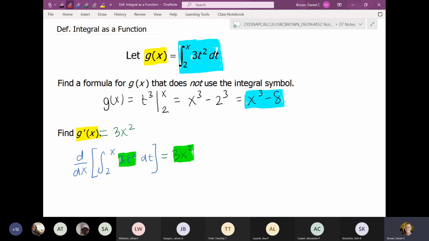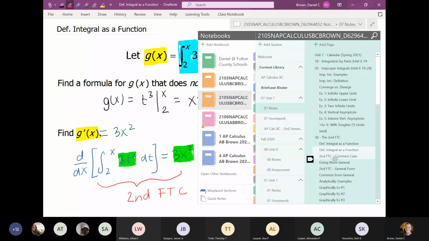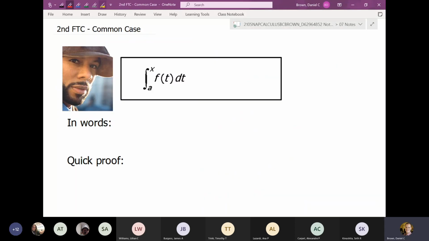We'll be able to make shortcuts and skip this intermediate step by using what's called the second fundamental theorem of calculus. And this second line right here is basically showing us an example of the second FTC. So I'm going to give it to you as a formula, and then we'll look at some examples. I'm going to call this the common case of the FTC. We'll look at two cases. We'll have the common case, and then we will have the general case.